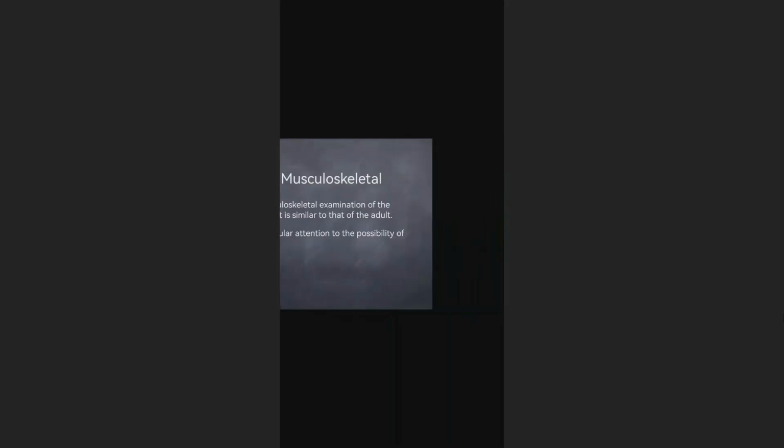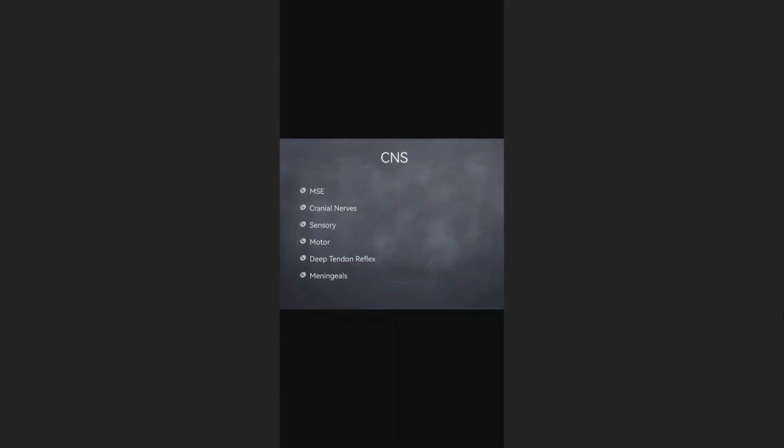For the musculoskeletal system, the examination of the adolescent is similar to that of the adult. Pay particular attention to the possibility of scoliosis, because there are many cases of scoliosis, especially in middle and high school students. For the CNS, it's the same. We do the mental status examination, examine the cranial nerves, sensory and motor, deep tendon reflexes, and the meningeal signs.